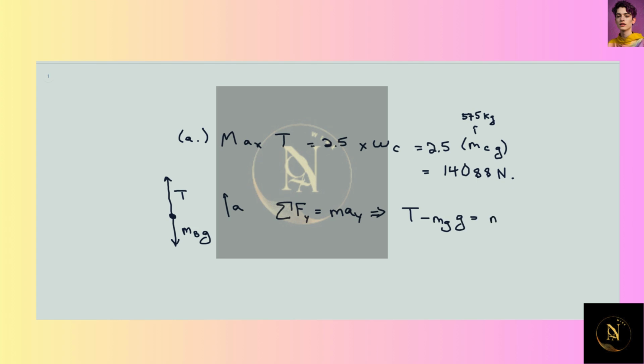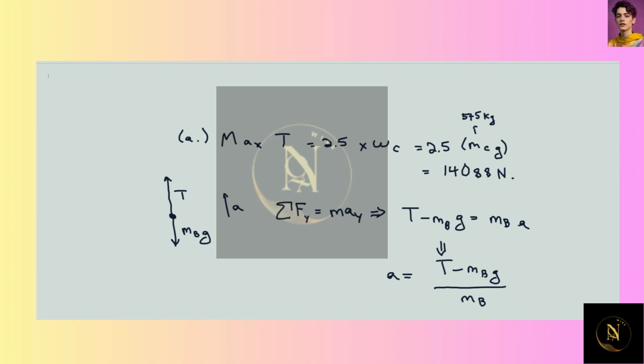is equal to the mass of the boulder. I messed up here. It's not mg, it's m_b, mass of the boulder, is equal to the mass of the boulder times the acceleration. And so the acceleration is equal to T minus the mass of the boulder times gravity, over the mass of the boulder.